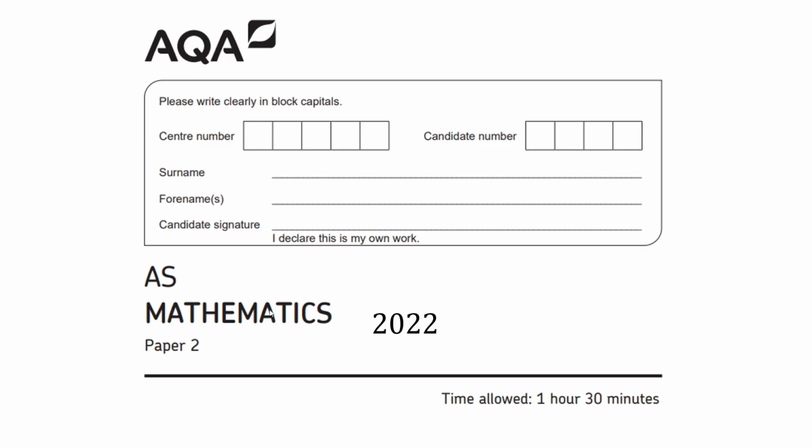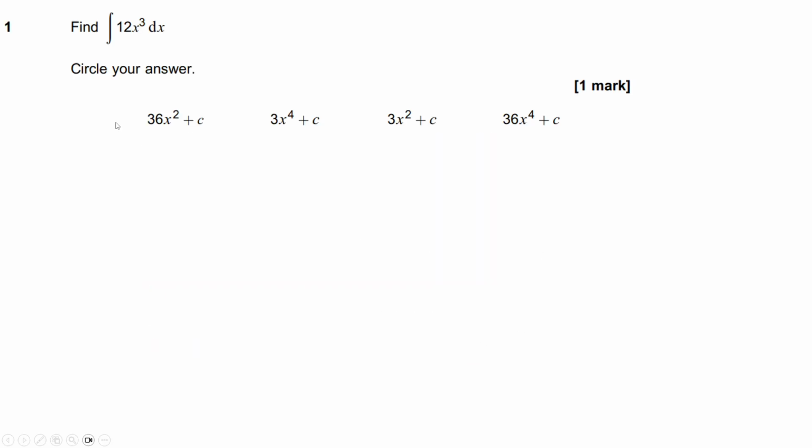This is AS Pure and Stats Paper 2, 2022. Find this. So you just increase the power by 1, and then divide by the new power, and then add a c because it's an indefinite integral. So it's 12 over 4, which is 3x to the power of 4 plus c. So it's this one.